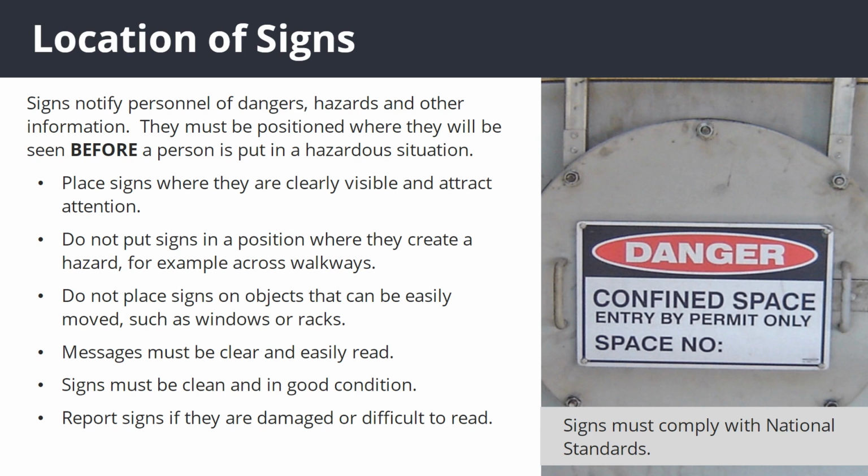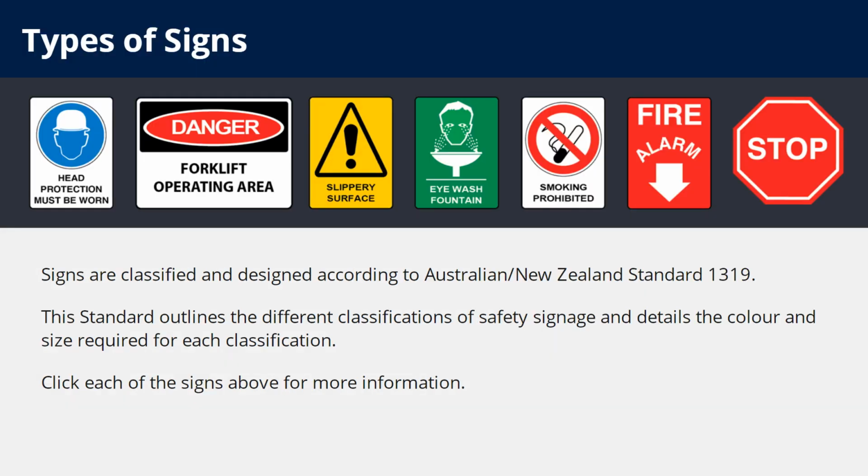Messages must be clear and easily read. Signs must be clean and in good condition. Report signs if they are damaged or difficult to read. Signs are classified and designed according to Australian/New Zealand Standard 1319. This standard outlines the different classifications of safety signage and details the color and size required for each classification. Click each of the signs above for more information.